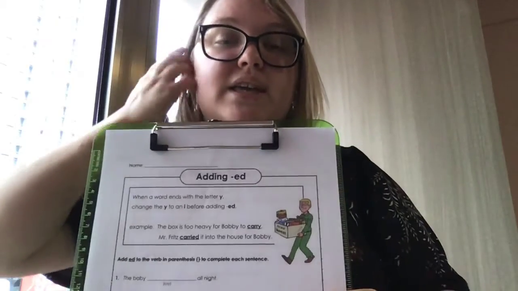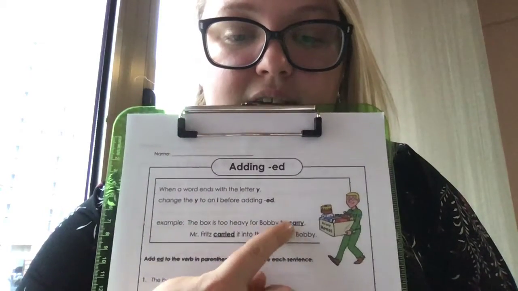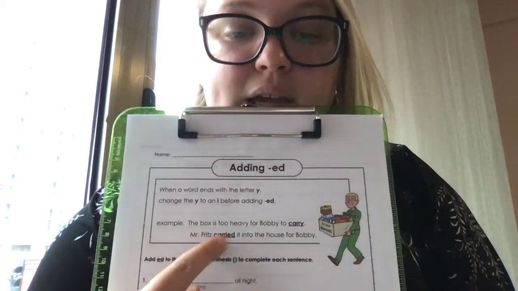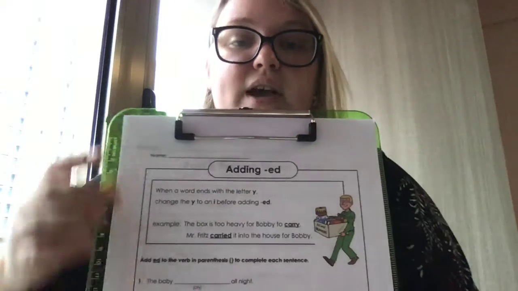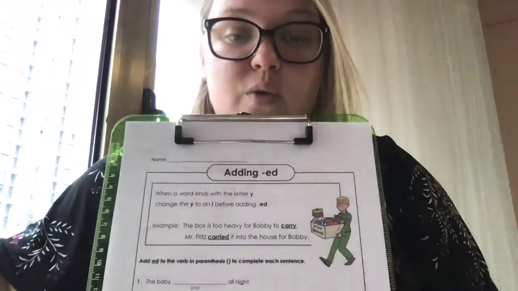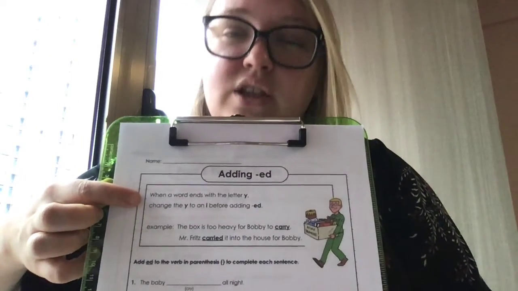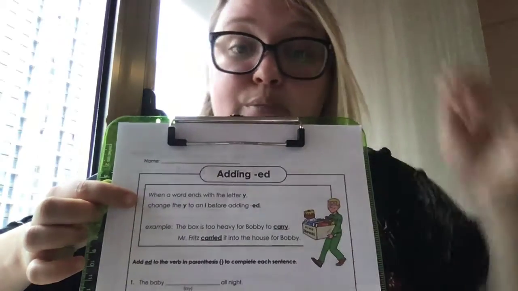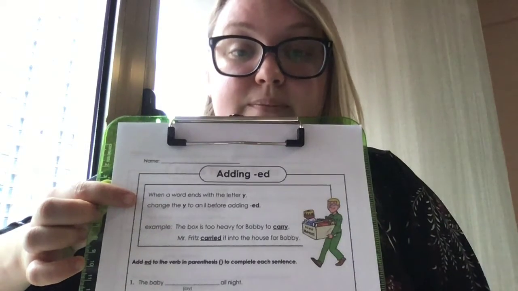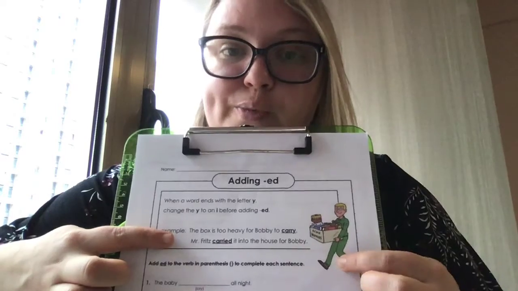When it's in the present tense and it ends with Y, like carry, what do we do to make it past tense? Adding ED, and we're also adding an I. So when a word ends with the letter Y, change the Y to an I before adding ED. So here's an example for you, and there's a little picture too.